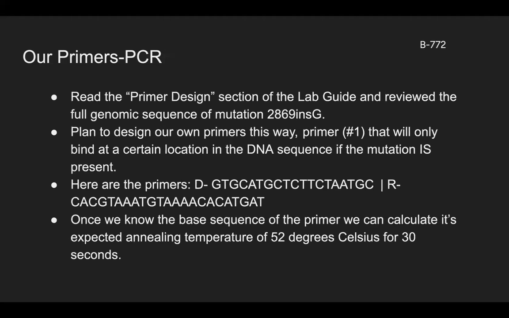Okay, so this next slide is our primers PCR. We read the primer design section of the lab guide and reviewed the full genomic sequence of mutation 2869 INSG. We plan to design our own primers this way, and primer number one will only bind at a certain location in the DNA sequence if the mutation is present. Here are our primers shown. The D is the forward one and the R is the reverse one. And once we know the base sequence of these primers, we can calculate the expected annealing temperature of 52 degrees Celsius for 30 seconds.